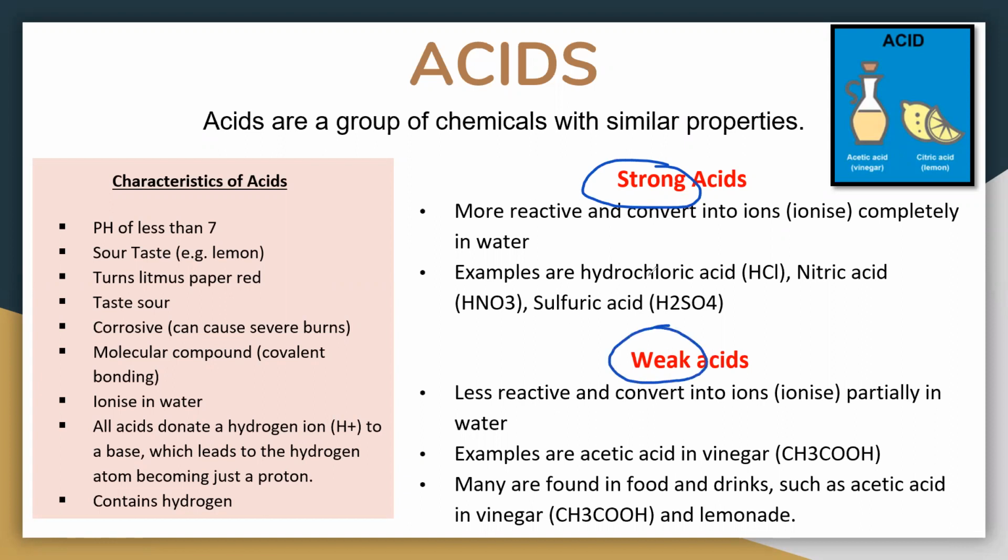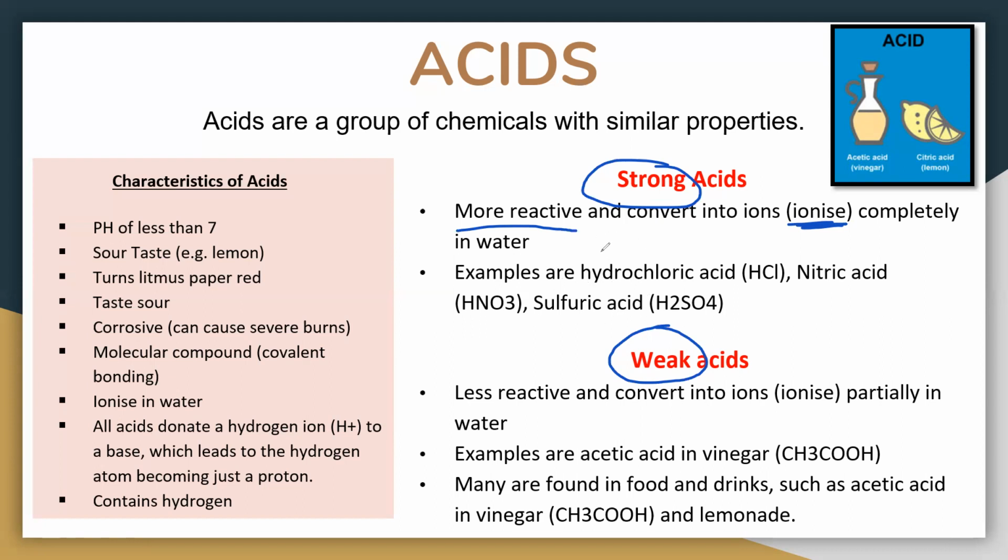How strong or how weak an acid is also dependent on its concentration, which basically means how many molecules of that acid are present in a specific solution. Okay, strong acids are more reactive and they convert into ions, or they ionize completely. Okay, ionize means that they basically lose the hydrogen ion that's attached to the compound there. So they convert into ions, so they ionize completely in water, and that's what makes them more strong.